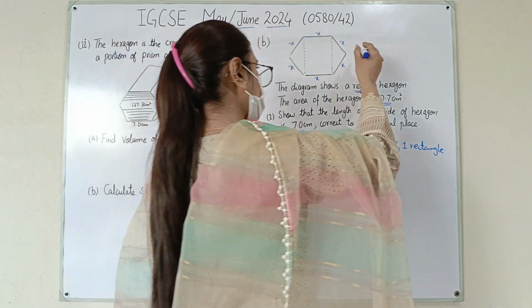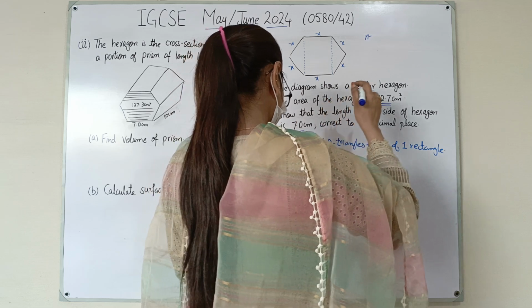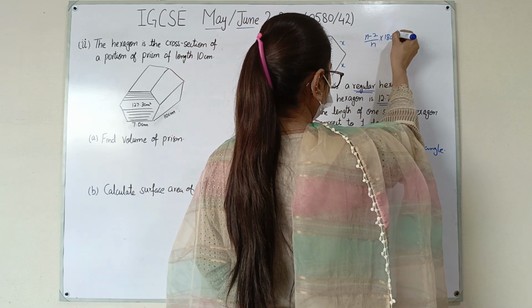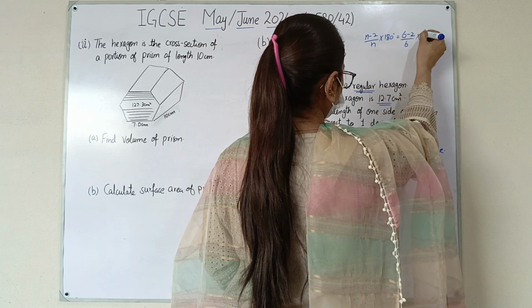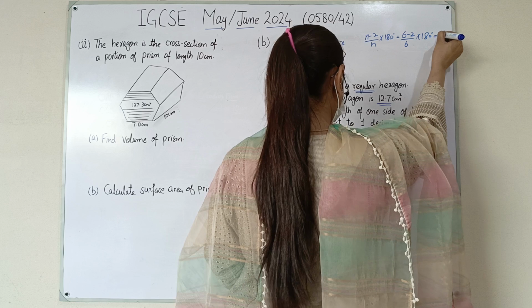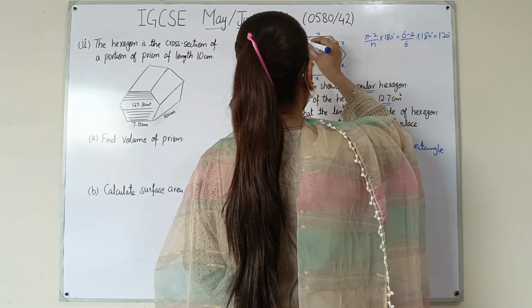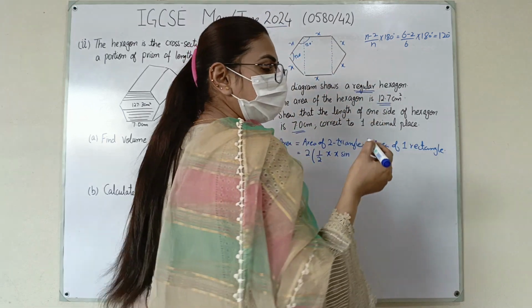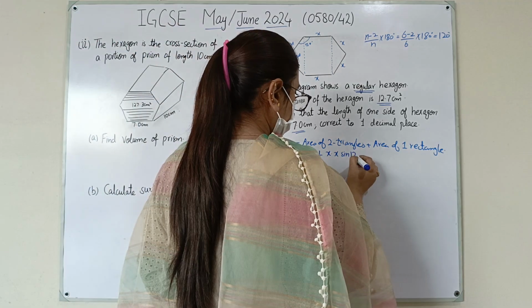while the interior angle of a regular hexagon can be found like n minus 2 by n multiplied by 180. So it will be 6 minus 2 by 6 into 180. That will be equal to 120 degrees. So this interior angle is 120 degrees. This interior angle is 120 degrees. All of the interior angles are equal to 120 degrees. So substitute the value over here.